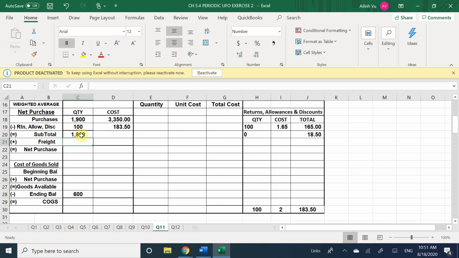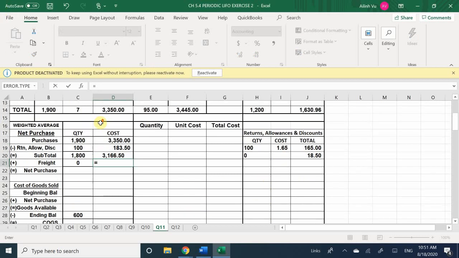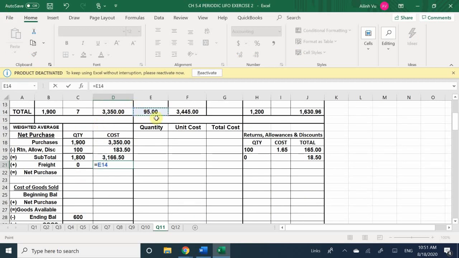3166.50. 1,800 for the quantity and 3166.50. Good. All right. Our freight has no effect on quantity, but it does have an effect on total cost. So what was my total cost for my freight?